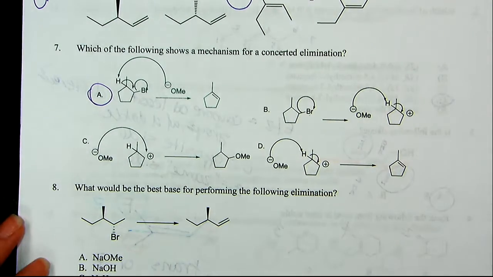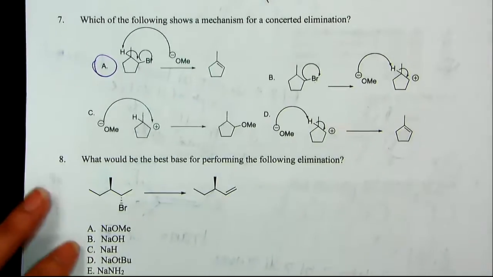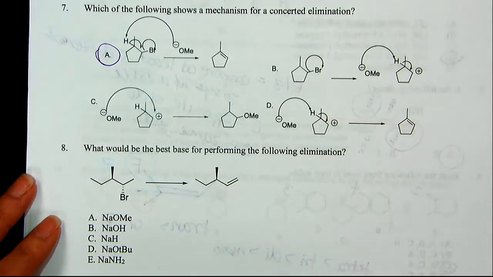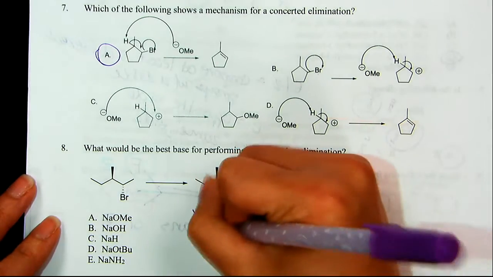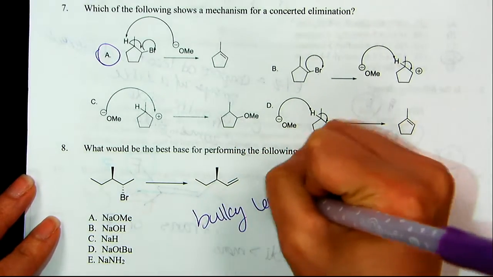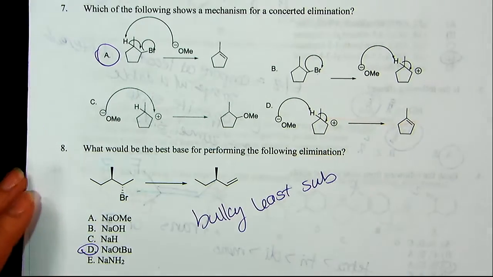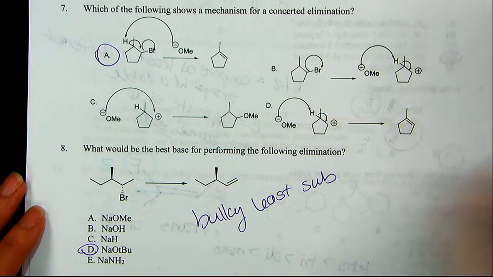Alright. I'll try to open that. So number 8, which of the following would be the best for this reaction. Again, you have a least substituted product. Least substituted, so you want a really bulky base. You want a bulky base that is least substituted. So in that case, it would be tert-butoxide, which you're all familiar with.